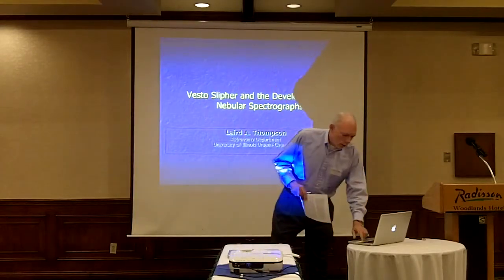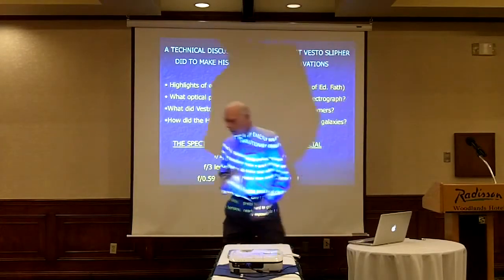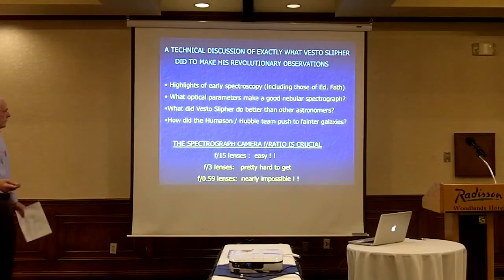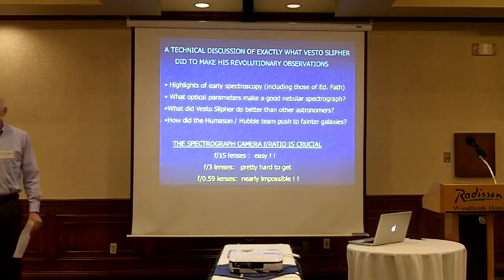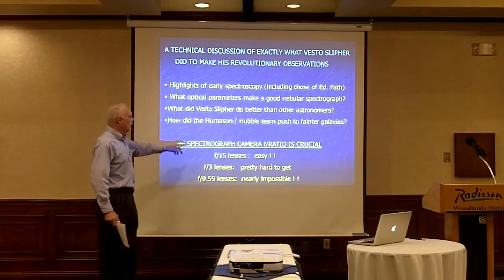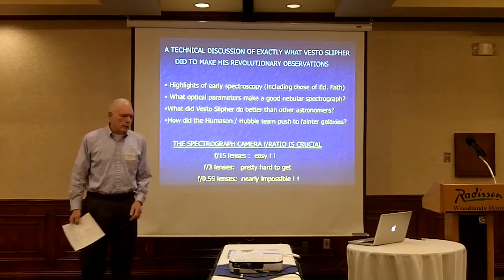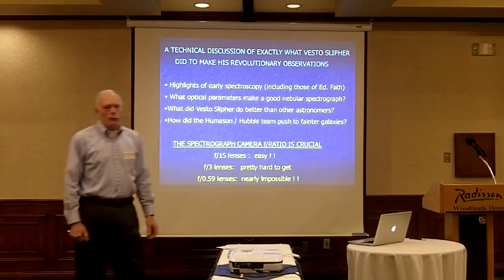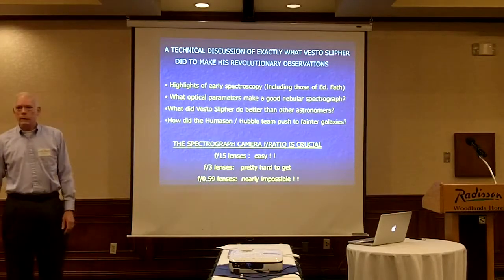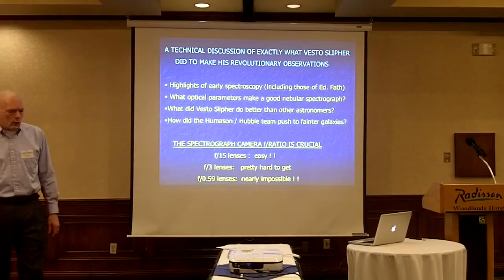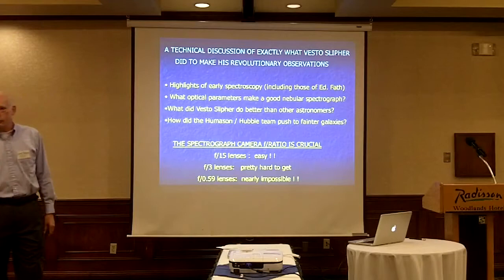So first, an outline of what I'm going to say, and that is a technical discussion of exactly what Vesto Slipher did to make his detections. And before I go through these 4 items, I will tell you that you should keep your ears open throughout the talk for the F ratio of the camera lens. That's the key parameter to make a nebular spectrograph, especially in the era of Vesto Slipher, work well.